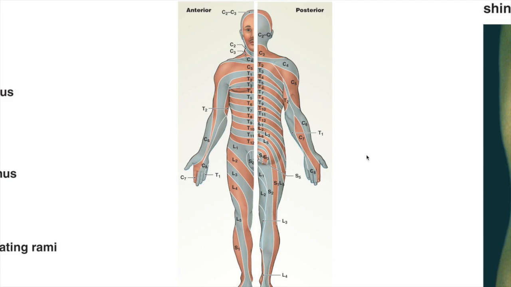And the nerves monitor specific regions called dermatomes. This is a dermatome map. And it's not exactly like this. There is some overlap between dermatomes.